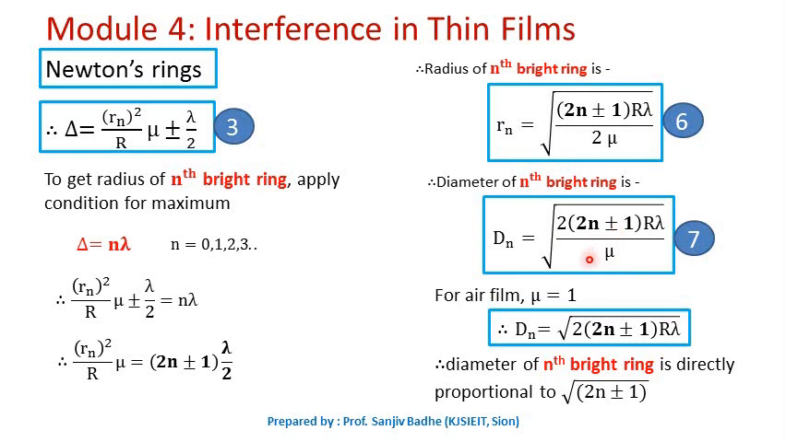For an air film, mu is equal to 1 and therefore the diameter of the nth bright ring will become the square root of 2 into (2n plus or minus 1) R lambda. We will take 2n plus 1 if we start counting n from 0, and we will take 2n minus 1 if we start counting n from 1. So the diameter of the nth bright ring is directly proportional to the square root of 2n plus or minus 1.